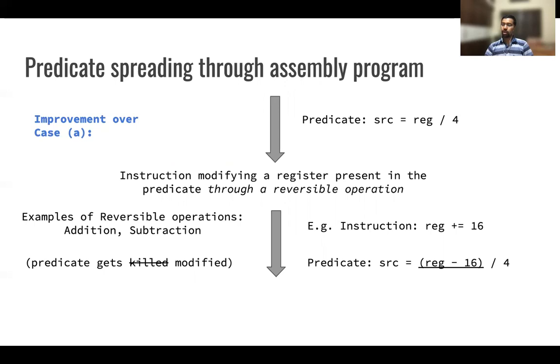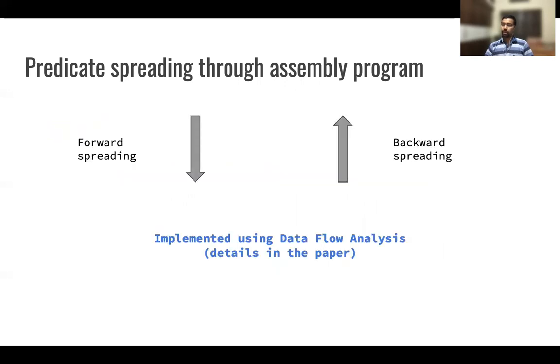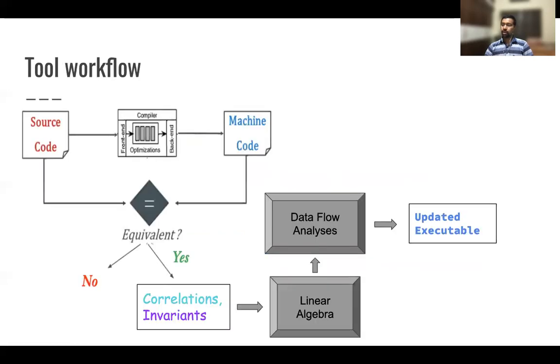Thus, now we could propagate this new predicate further through the succeeding assembly instructions. We perform the predicate spreading in the forward as well as in the backward direction through the program to maximize the PCs where predicate could propagate. We implement this predicate spreading using data flow analysis, the details of which are specified in the paper. So this is how we get the updated executable that we can now run in the debugger to see the improvements in the debugging information.